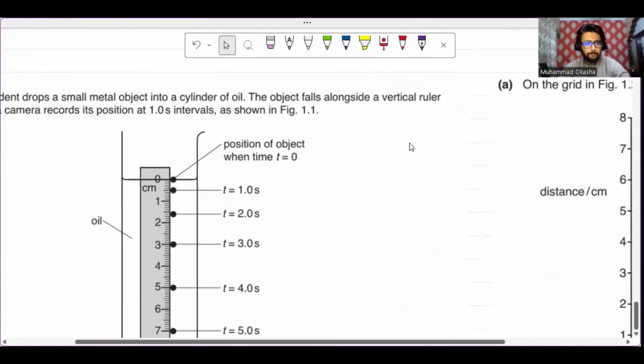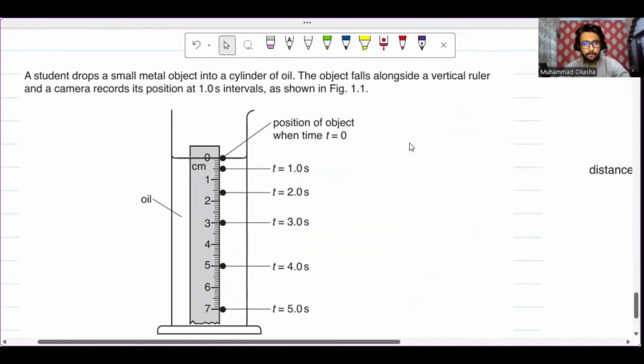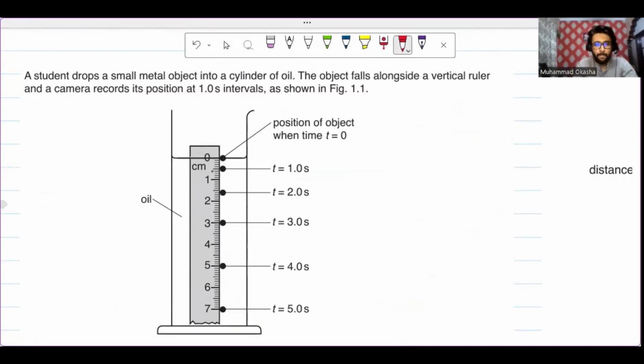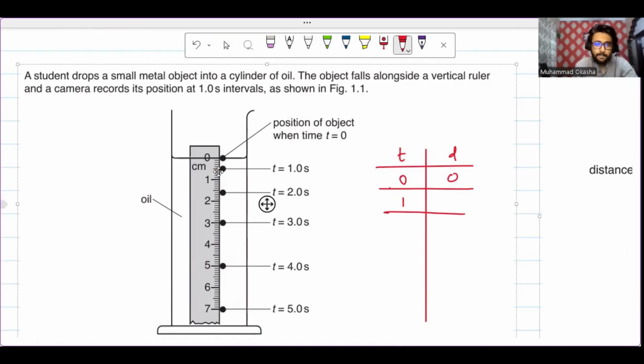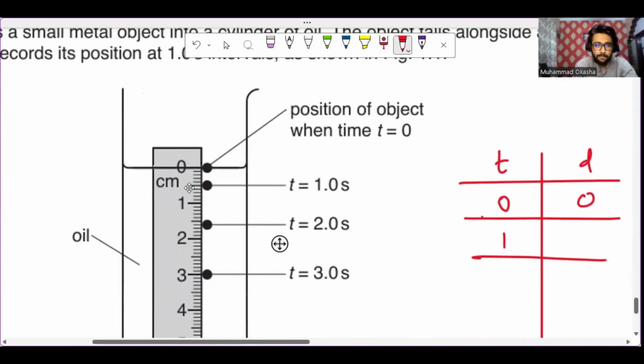Okay, this is pretty simple. A student drops a metal object into a cylinder of oil. The object falls alongside a vertical ruler, and the camera records its position at 1 second intervals. Let me draw a table, t and d. Time is equal to 0, distance is also equal to 0 because this is the initial time. And then at time 1, the distance is 0.5 centimeters.